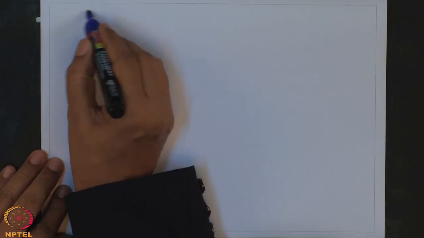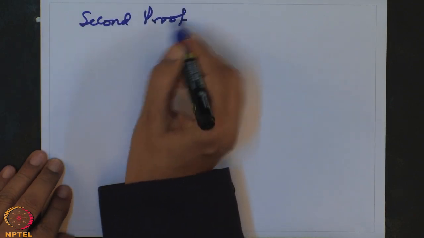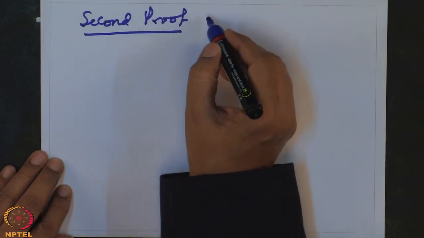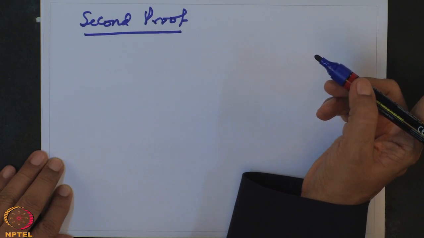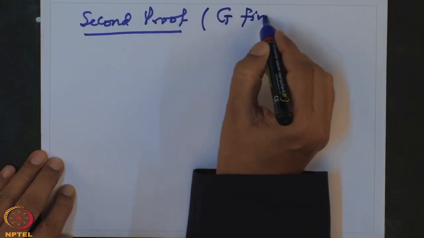One can also prove this in a slightly different way. So, second proof. The proof given earlier doesn't use the fact that G is abelian, but this proof is for a finite abelian group. So G is finite abelian.